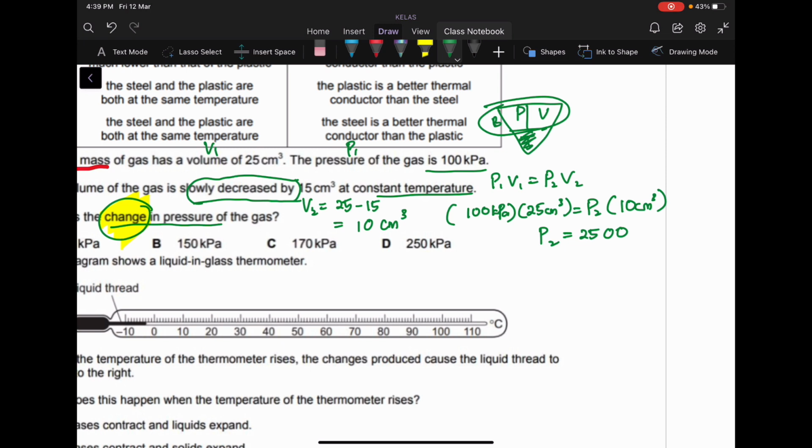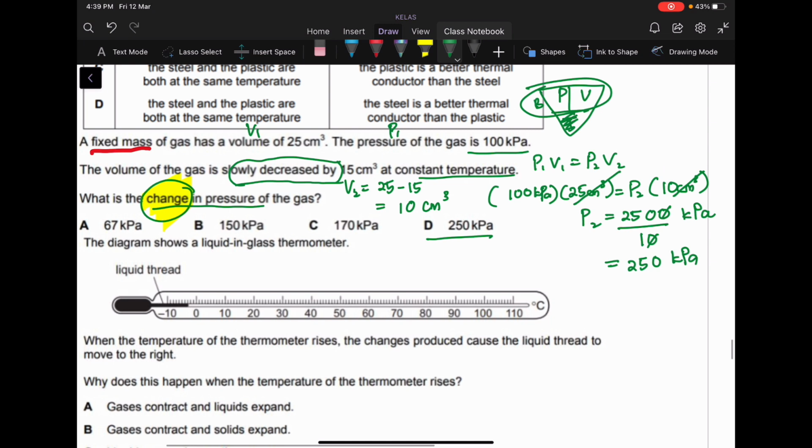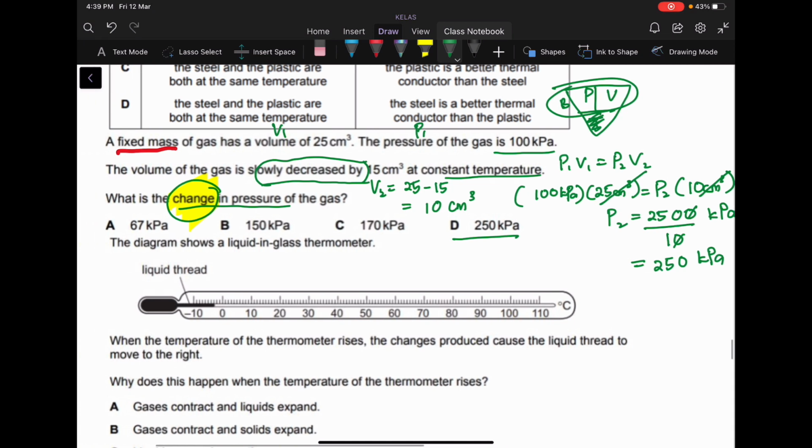2,500. Okay, so I can cancel out the unit of the volume. So now that leaves us with kilopascal. Okay, and then 10 divided by 10. So that's easy mathematics, kilopascal. But okay, it looks like there's a strong answer there. But the question wants change in pressure.